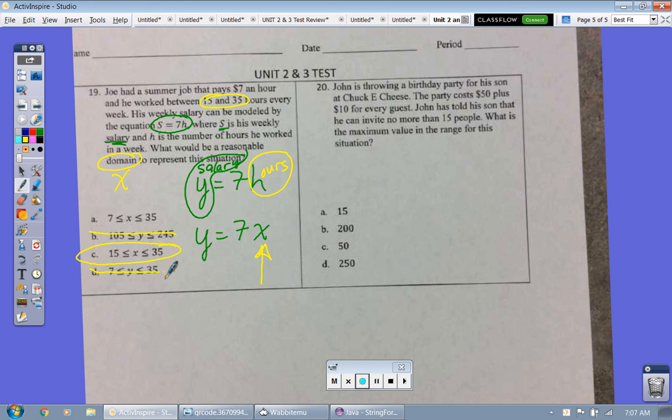And then 20, what is the maximum value of the range or the y or the output? Again, this was the same one we did. It says the party costs 50 bucks plus $10 for every guest. And they want to know what is the output or the range if we plug 15 in. Well, 15 times 10 is 150. Add 50 to it, you get 200.